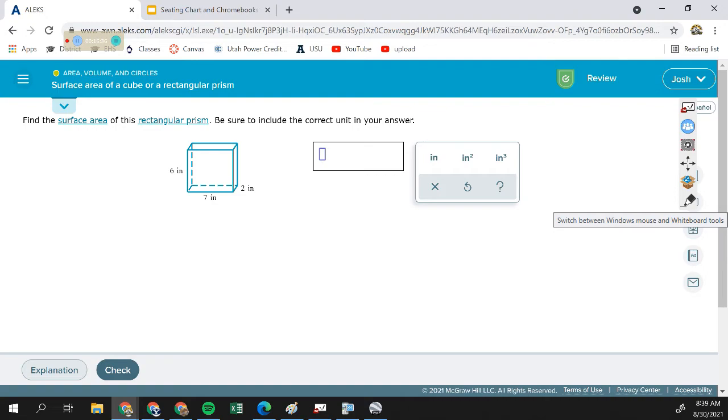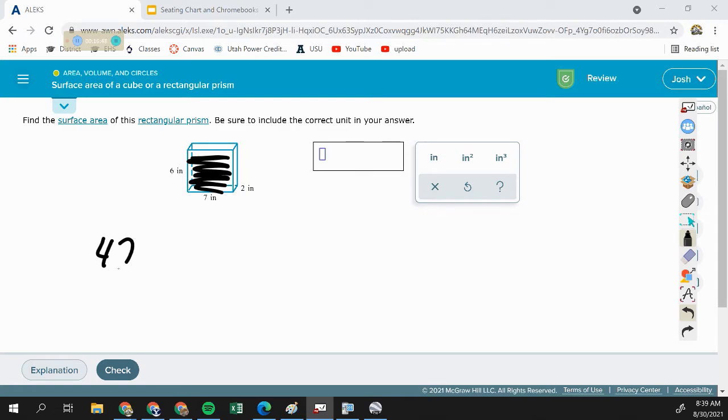Find the surface area of this rectangular prism. Okay, so we've done this already. The top, or the front face, this face here, is going to be 42. This face here is 2 times 6, which is 12. And this face here is 2 times 7, which is 14. And then add those together and double it to do the back side of it, of everything. So 136.